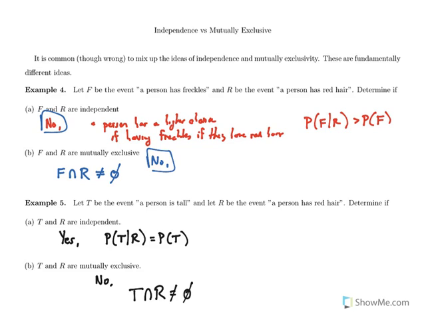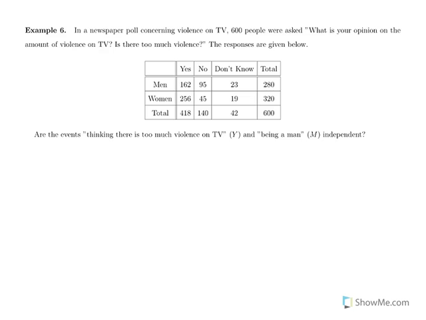I should say that these events are not equal to the empty set. There are people who are both tall and have red hair. So let's look at a couple bigger examples.